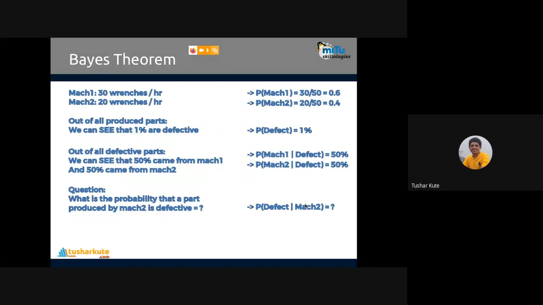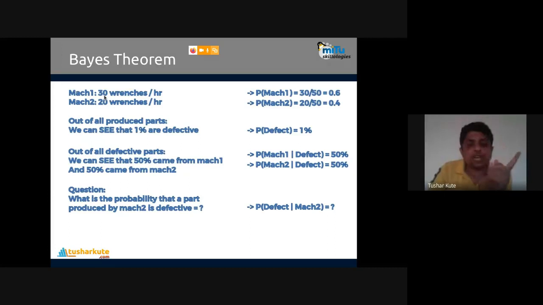So we'll start. Machine 1 speed, for example, in 1 hour, machine 1 is manufacturing 30 spanners, machine 2 is manufacturing 20 spanners. Let's take 1 hour. How many are manufactured? 50. Out of 50, 30 are from machine 1 and 20 are from machine 2. We have seen that they have a speed difference.